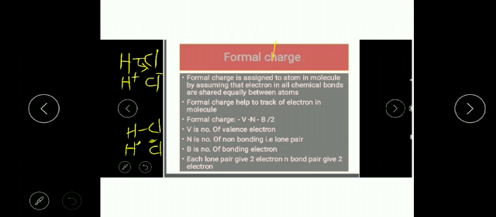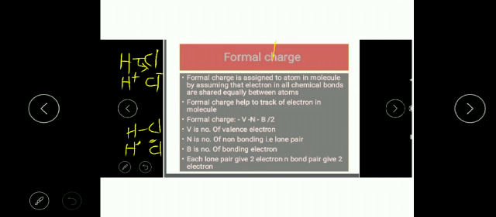In a regular HCl bond, the electron is shared unequally. Both electrons are attracted towards chlorine because chlorine is the most electronegative atom. So chlorine acquires a negative charge and the hydrogen acquires a positive charge. But in a formal charge, electrons are equally shared, meaning both the atoms, hydrogen and chlorine, get one electron each. So it forms a radical of hydrogen and a radical of chlorine.